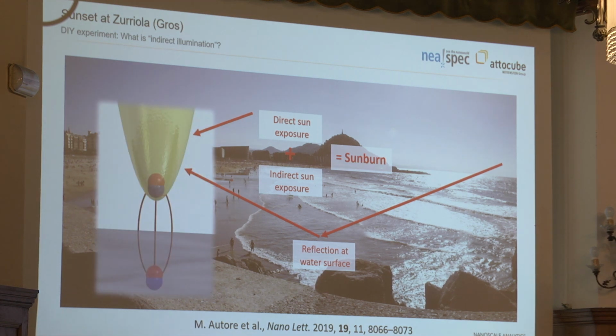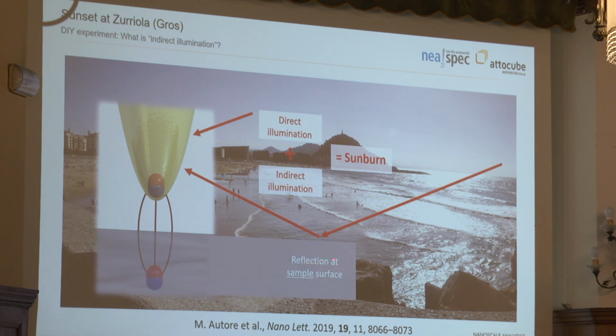The same works if you use an AFM tip. Now you have direct illumination, and you have indirect illumination, which is now a reflection at the sample surface. And if you sum those two up, you get signal enhancement. That's great. So if you're struggling with signal to noise, consider using a highly reflective sample. So this is indirect illumination.